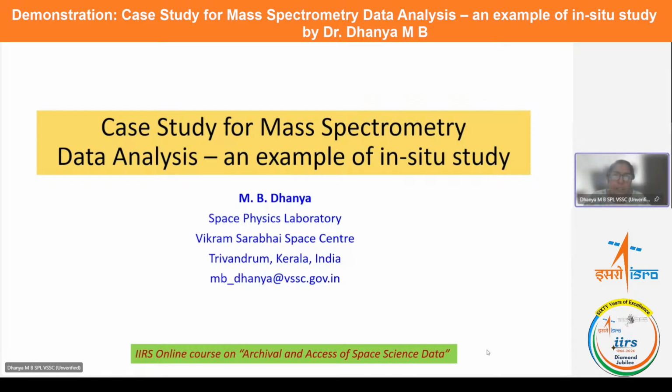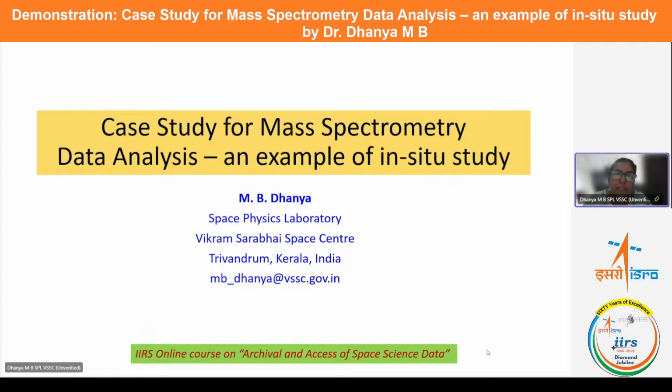So today I'll be talking about how to deal with the measurements from a mass spectrometer, basically how we analyze the data. Before going into the details of the analysis, let's have some background information which is important to deal with the data.